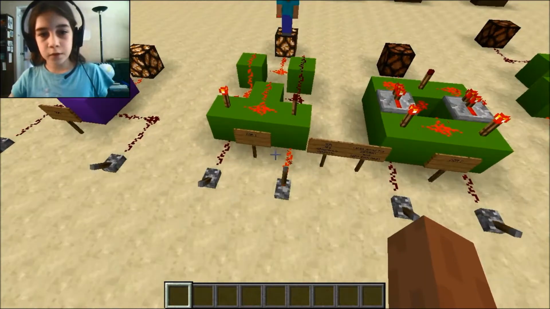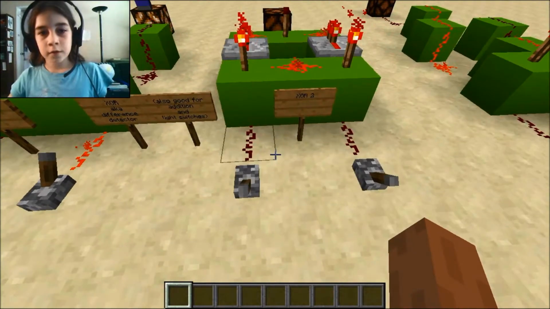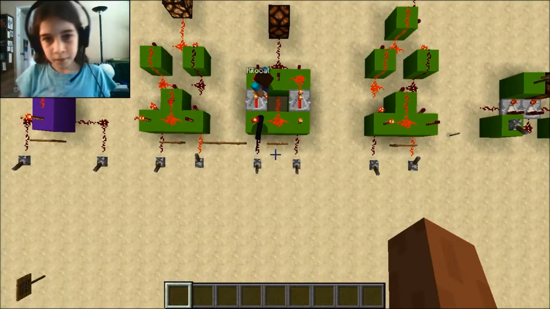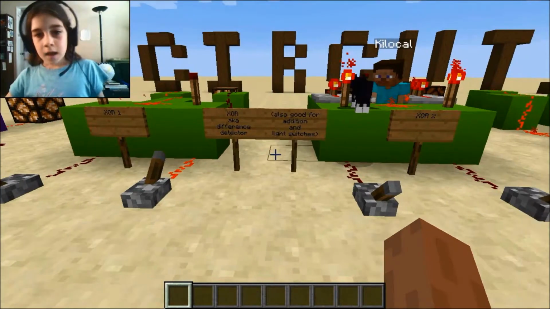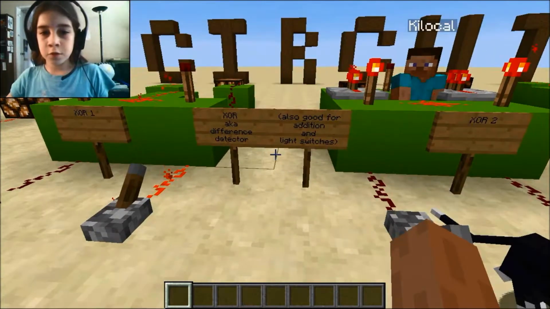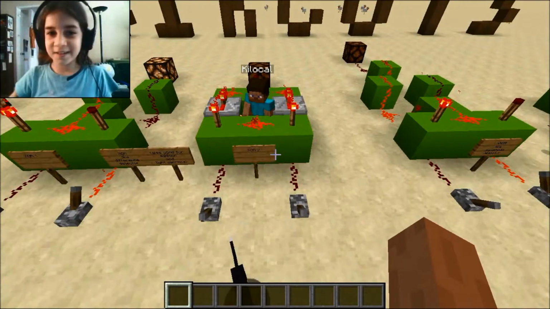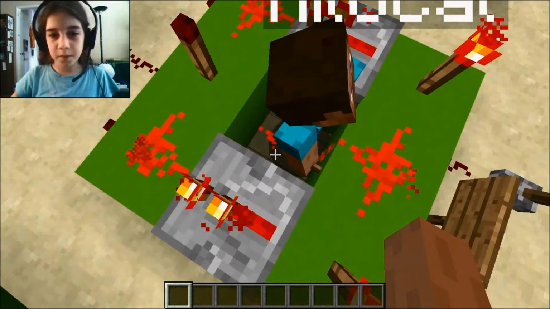So now here is another example of an XOR. It's just a little bit more compact. And yeah, an XOR can also be good for addition and light switches. Yeah, there's another XOR. There's actually a redstone in the middle there.